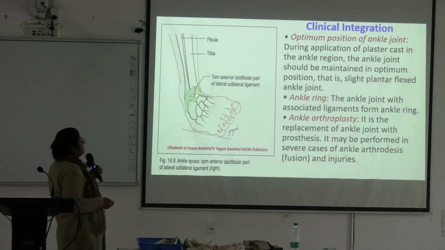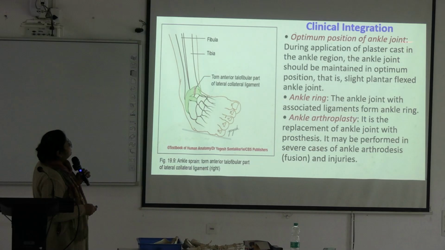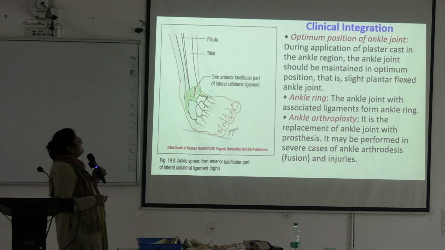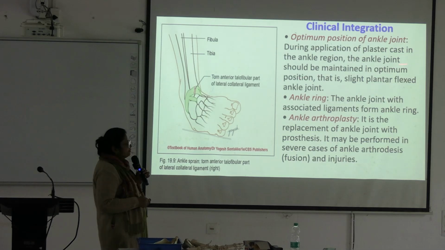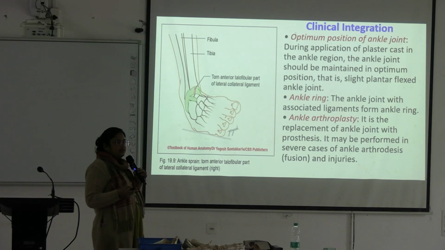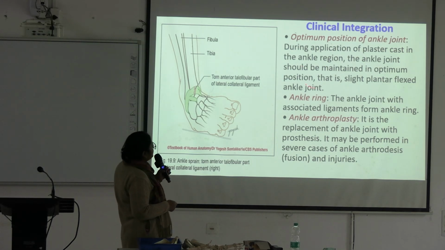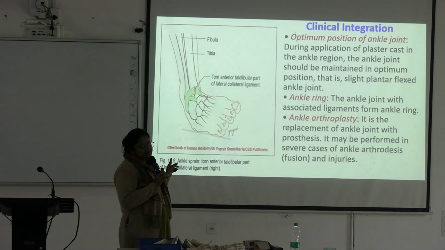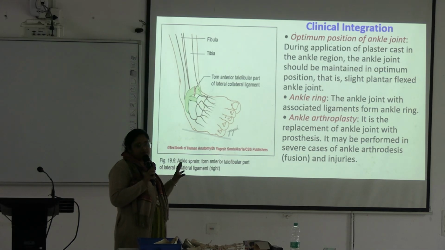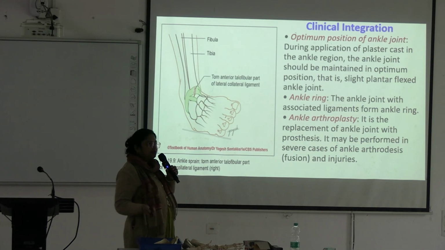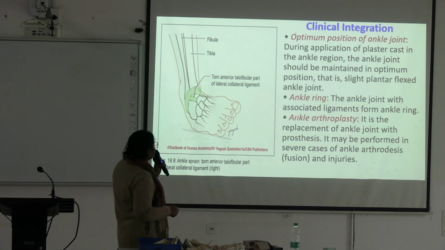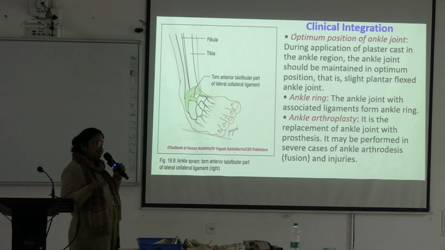Next is the optimum position of the ankle joint. During application of a plaster cast in the ankle region, the ankle joint should be maintained in the optimum position. What is the optimum position? That is a slightly plantarflexed position. You will do plaster casts during your internship, so you have to know in which position you will place the foot: use a slightly plantarflexed position.